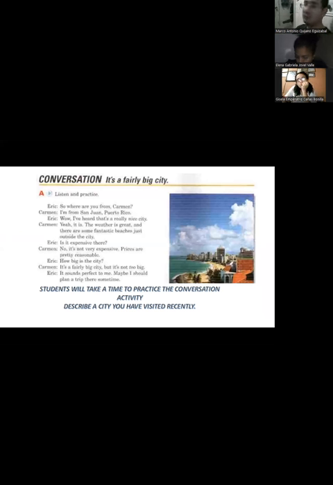So, where are you from, Carmen? I'm from San Juan, Puerto Rico. Wow, I've heard that's a really nice city. Yeah, it is. The weather is great, and there are some fantastic beaches just outside the city. Is it expensive there? No, it's not very expensive. Prices are pretty reasonable. How big is the city? It's a fairly big city, but it's not too big. It sounds perfect to me. Maybe I should plan a trip there sometime.